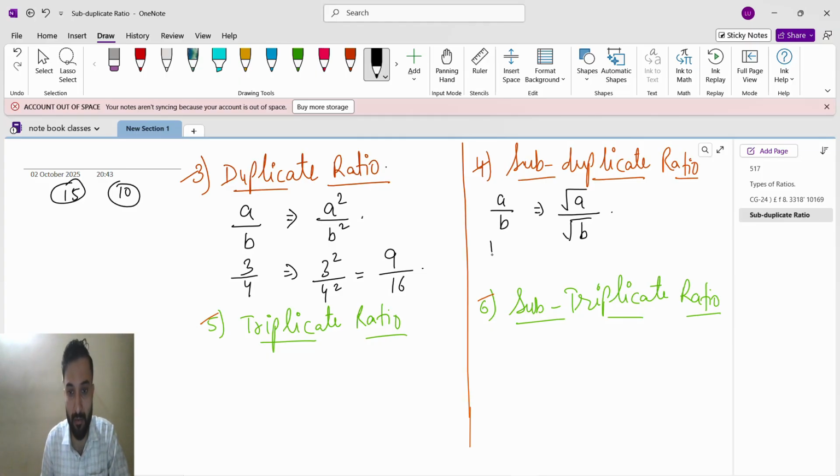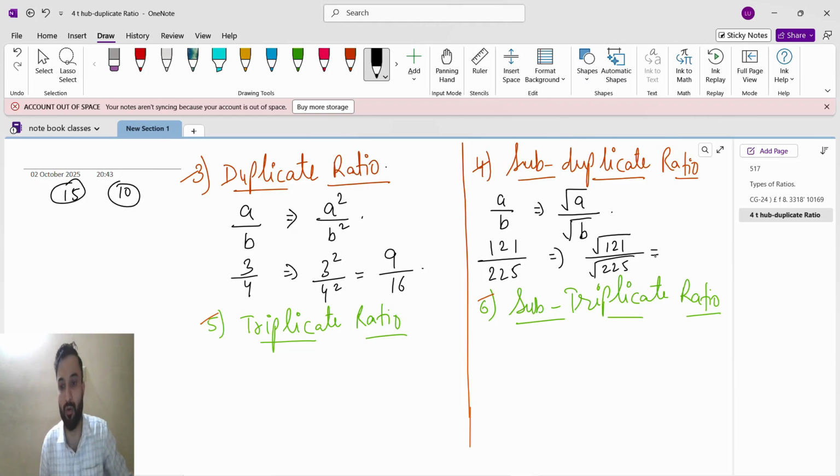Suppose we have a ratio 121 divided by 225. We have to find the subduplicate ratio. So what will we do? We will take the square root of the numbers: the square root of 121 divided by the square root of 225.